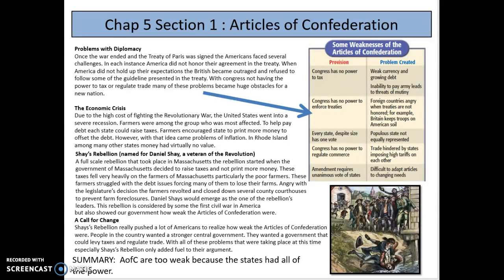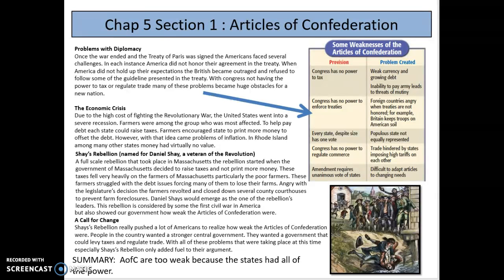Due to the high cost of fighting the Revolutionary War, the United States went into a severe recession. We just got out of one of those, so you know what that looks like. Farmers were among the group who was most affected. To help pay the debt, each state could raise taxes. Farmers encouraged states to print more money. Everybody thinks that printing more money gives you more money, but the money has to be represented by gold to back it up. So just printing money is just making paper. However, with that idea came problems of inflation. In Rhode Island, among many other states, money had virtually no value.